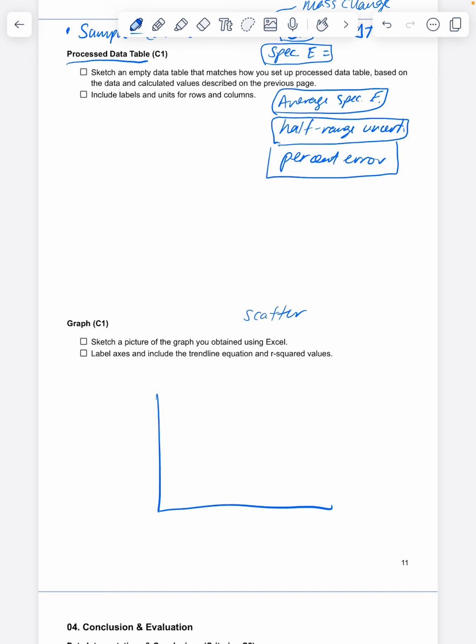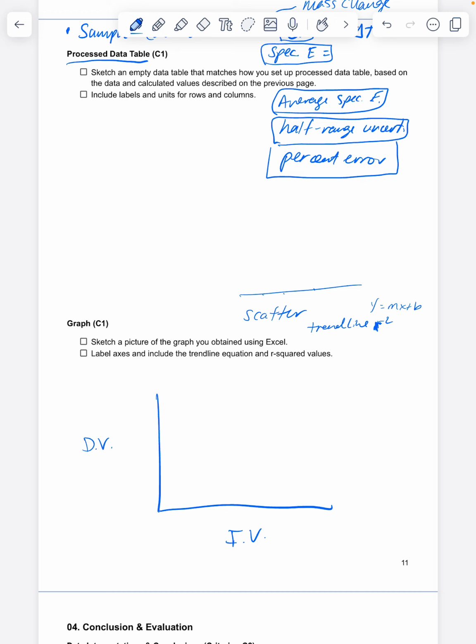There should be a trend line that goes through your average specific energy values. So your independent variable on the bottom and your dependent variable represented on the left. Everything should be clearly labeled with units. You'll end up with some data points. You need to have a trend line going through the data points, and you should show the equation on the right-hand side, and you should show the R squared value on the right-hand side.